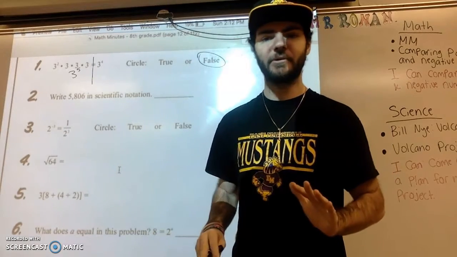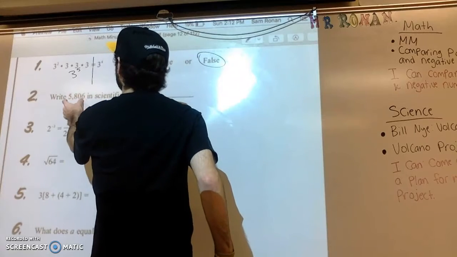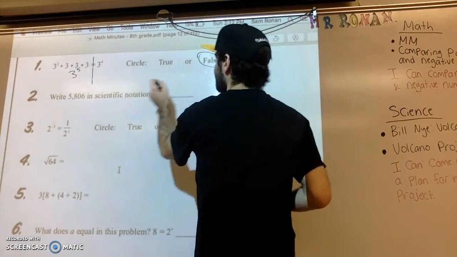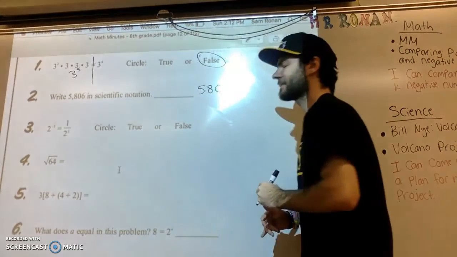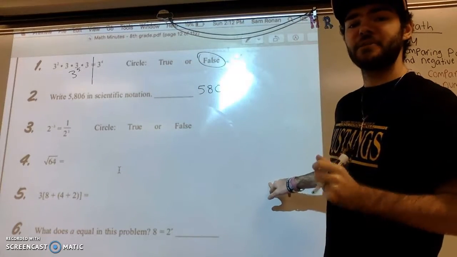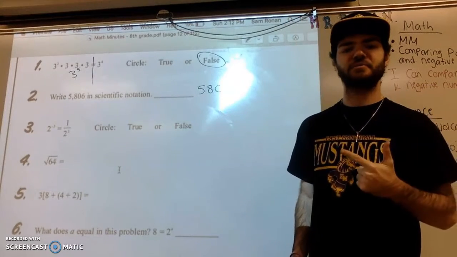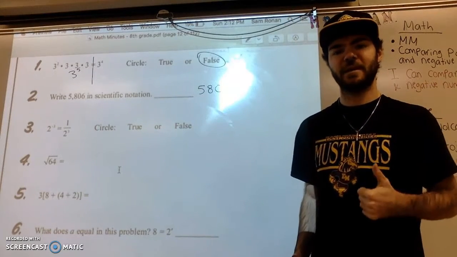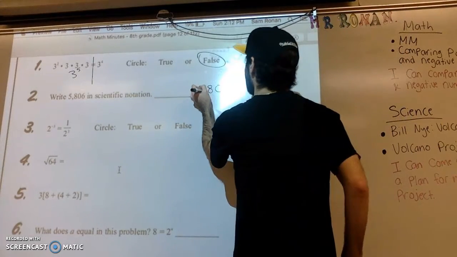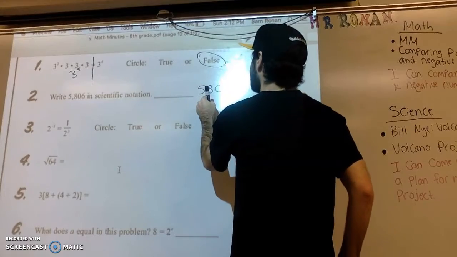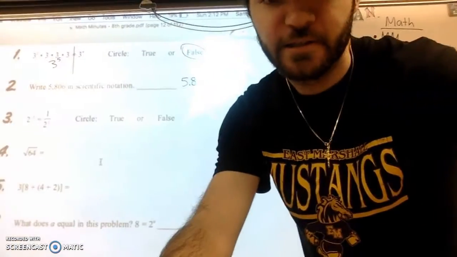Okay, so I'm going to fill out what I already know. I know we have to write 5,806 in scientific notation. So the numbers I have are 5, 8, 0, 6. And I said that we have to make sure we only have a number in the ones place. There shouldn't be any numbers in the tens place, no numbers in the hundreds place. We want to get it down to where we only have a number in the ones place and then everything else is after a decimal point. All right, so I'm going to write it as 5.806.